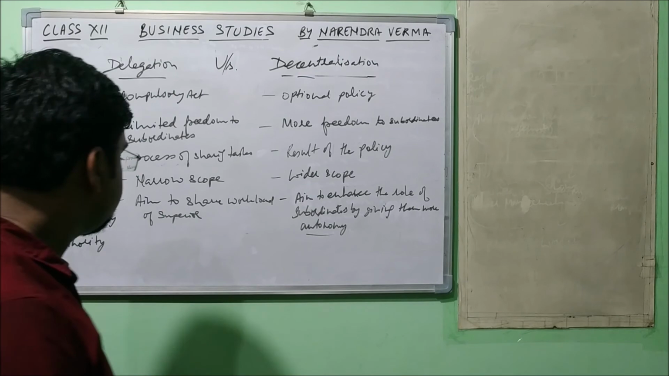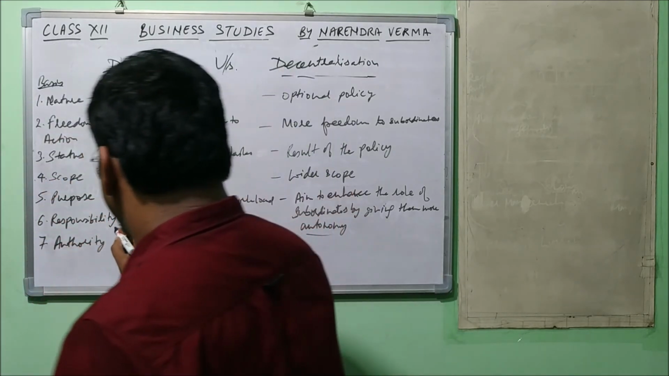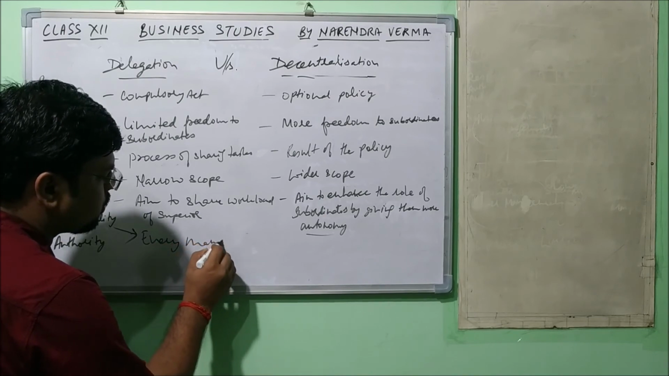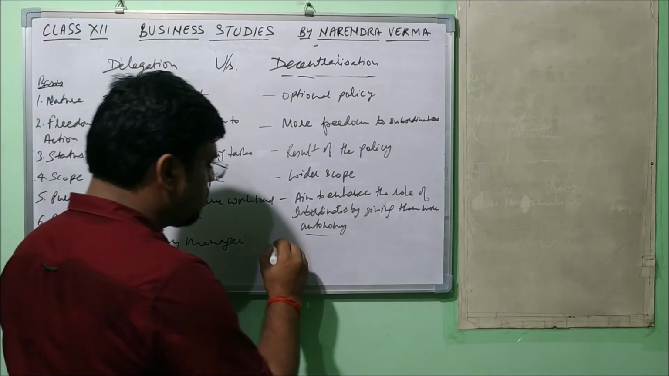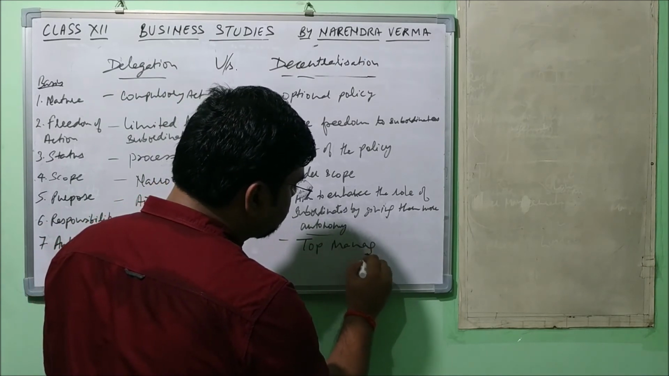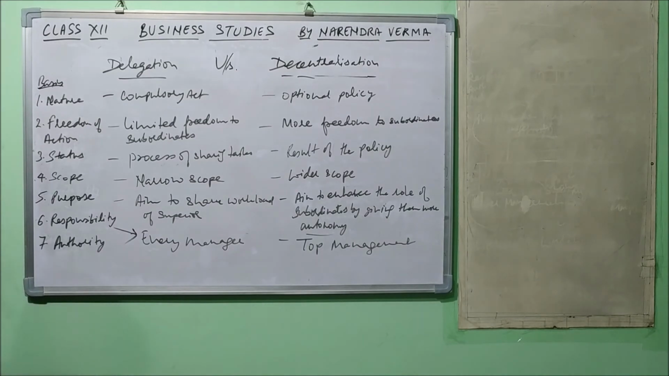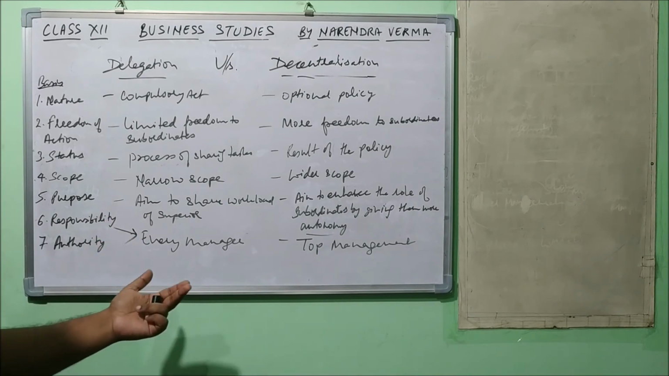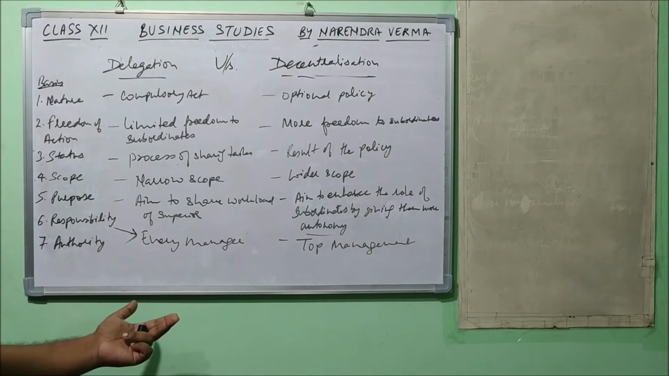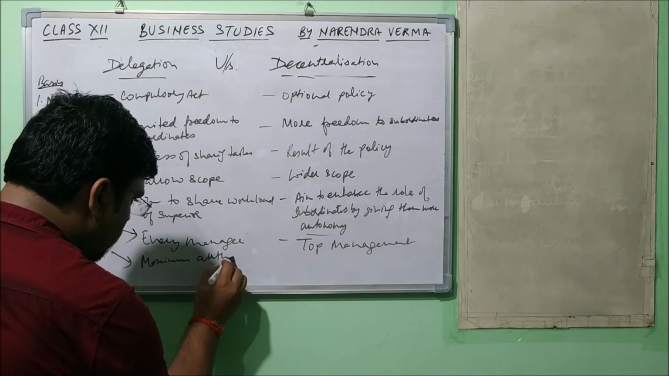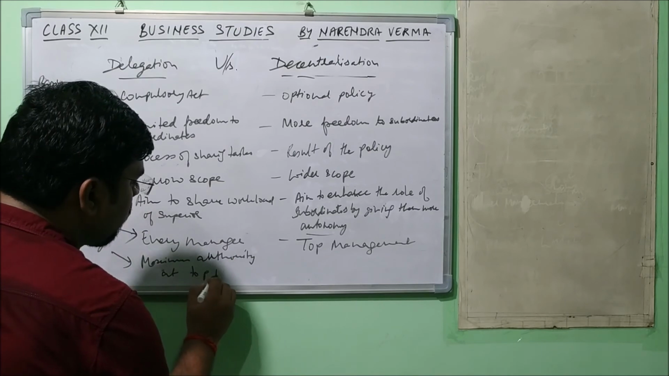So there are big differences here. Now, responsibility. For delegation, every manager is responsible, right? But for decentralization, only top management is responsible. He only decides the policy and exercises the policy. And in delegation, every manager can share his workload with his immediate subordinate. Understood? Now, authority.